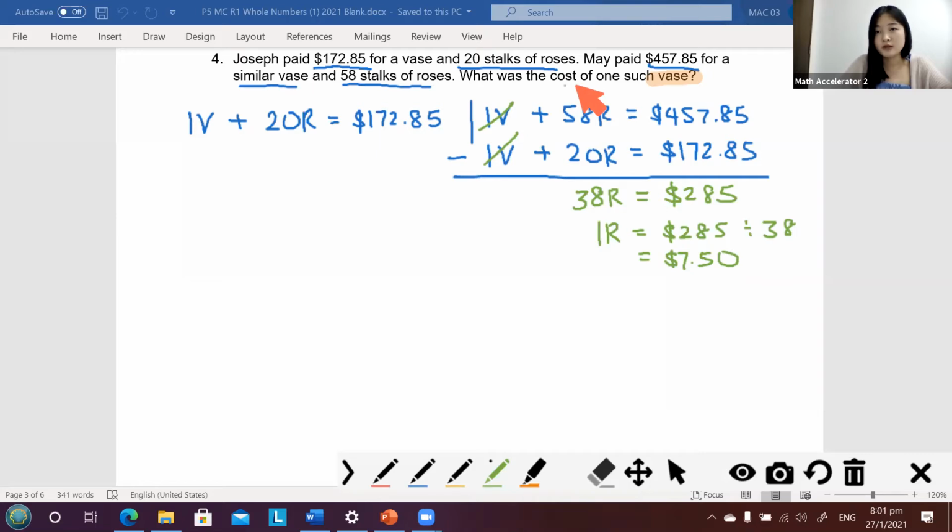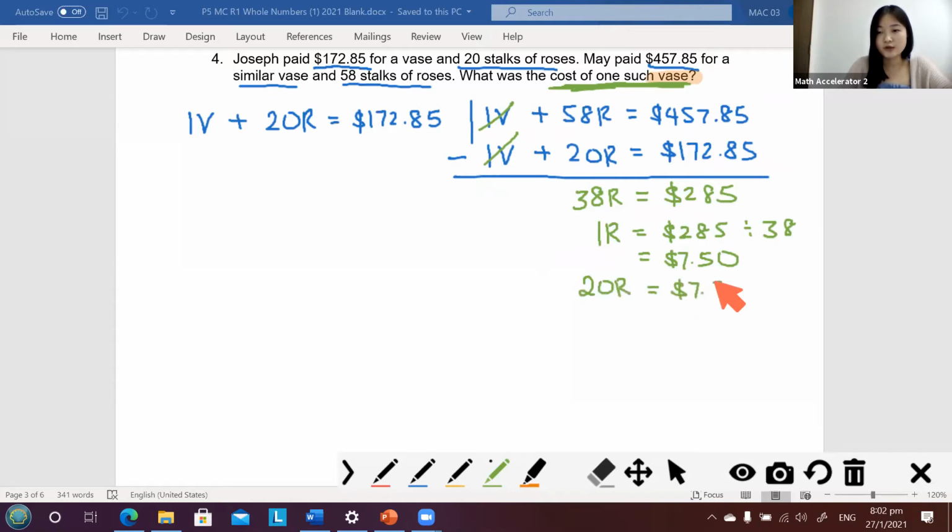Do they want one stalk of rose? No, they want one such vase. So if you want one vase, we can find it using our first equation. So 1 vase plus 20 roses is this amount. If we can find out how much is 20 roses, we can find out the vase. So let's find out 20 roses first.